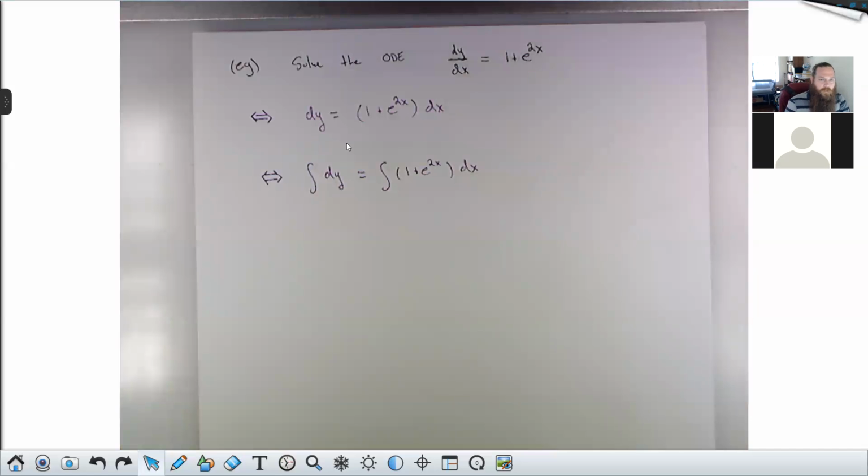What is the integral of dy on the left-hand side here? What is this? Someone help me out. Good, just y. Or you could say y plus c, but like we said earlier, we're going to group all the plus c's together on the right-hand side. So yeah, the integral on the left, I would just write that as y.